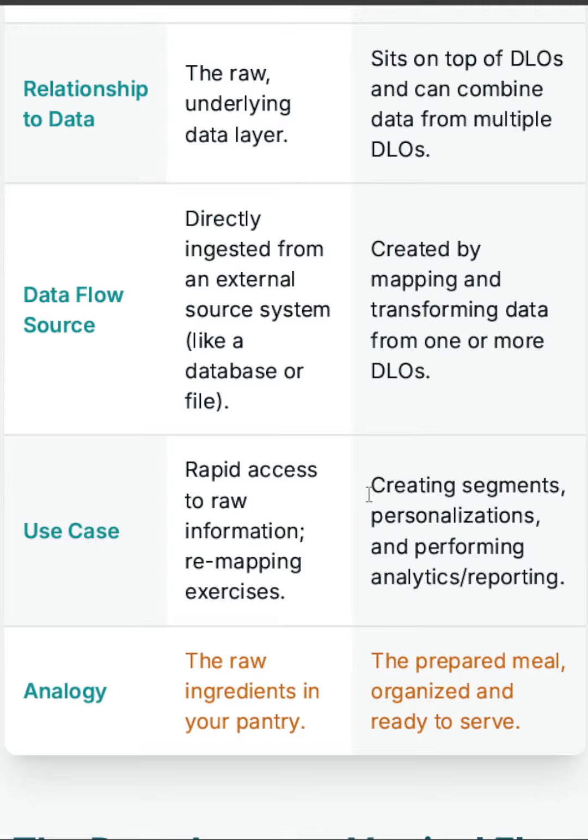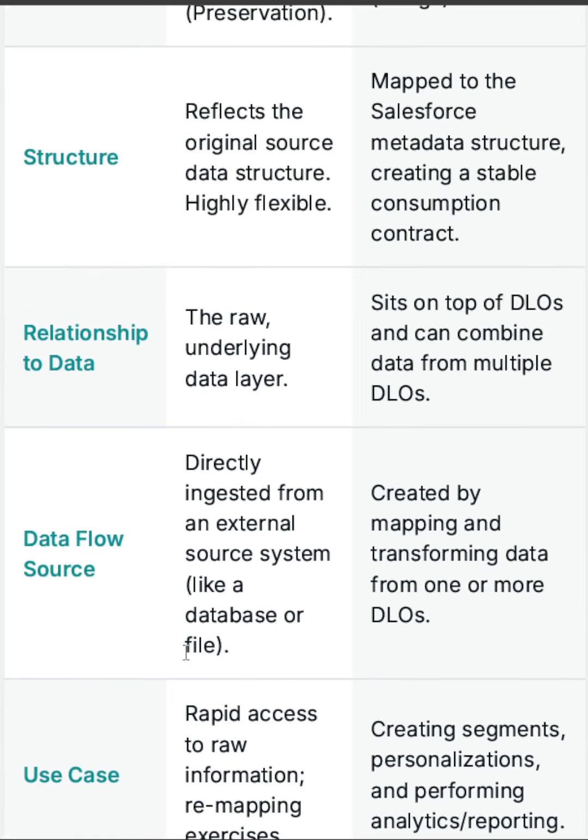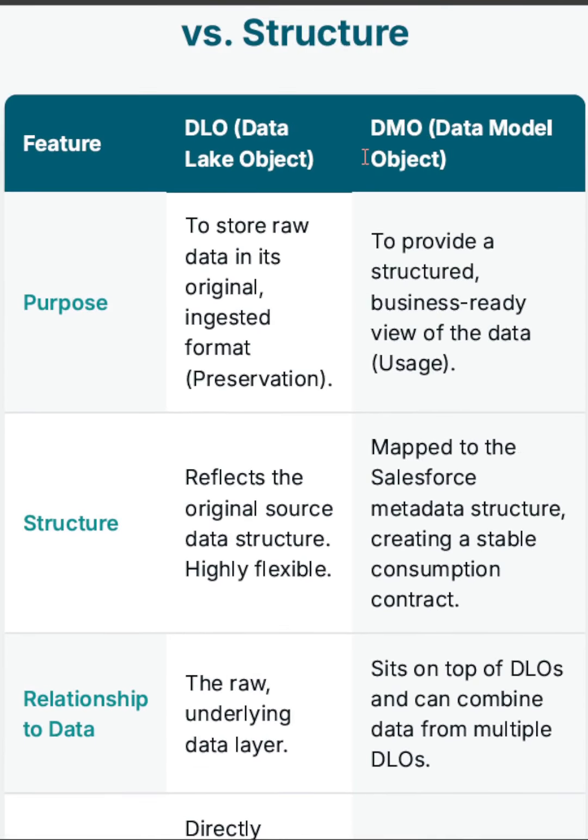And the last one is the analogy. The raw ingredients in your pantry are like a data lake object, whereas the prepared meal, organized and ready to serve food, is the data model object. So these are the key differences between the data lake object and data model object in Salesforce Data Cloud.